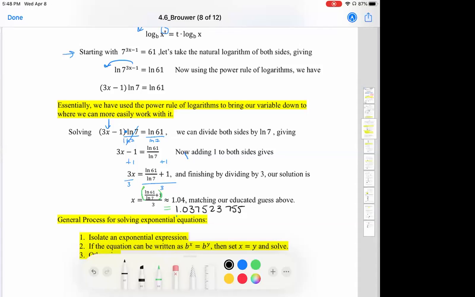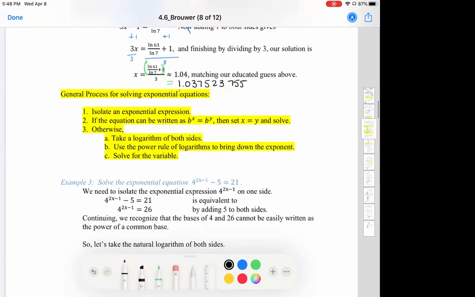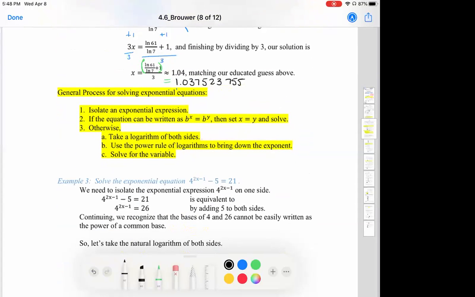Okay, let's go ahead and continue with our notes. So this is highlighted for us already, so I know it's important, right? This is a summary of what we're doing, a general process for solving exponential equations. One, you want to isolate an exponential expression. Two, if the equation can be written as b to the x is equal to b raised to the y, then we can set our exponents equal to each other and solve.